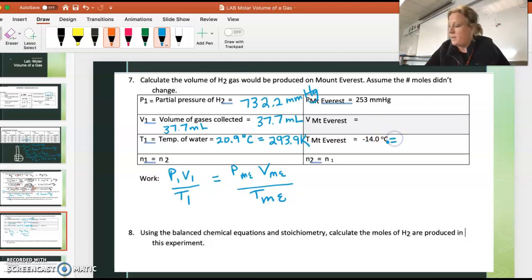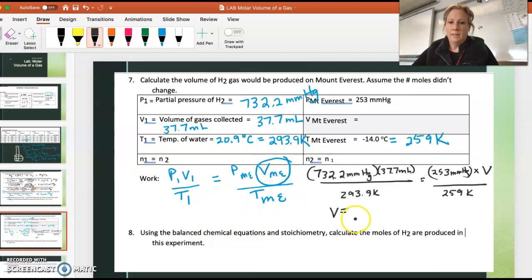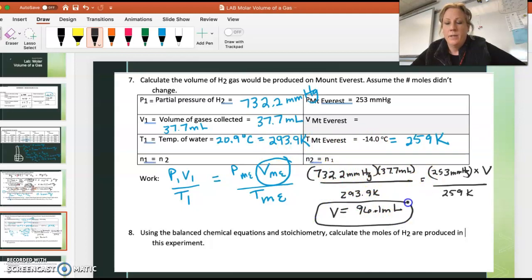So you would have to convert this to Kelvin. So -14, 273 minus 14 is going to give you 259 Kelvin. Then we can just sub in here and solve for the volume of the gas that it would have been had we done this at that high elevation in that really cold place. When I do the math and sub everything in, I get a volume of 96.1 milliliters. That makes sense. The volume is about 3 times greater because the pressure is so much lower. The temperature difference isn't that big of a deal, but you would want to make sure you sub everything in to get the exact value of what that volume would be.